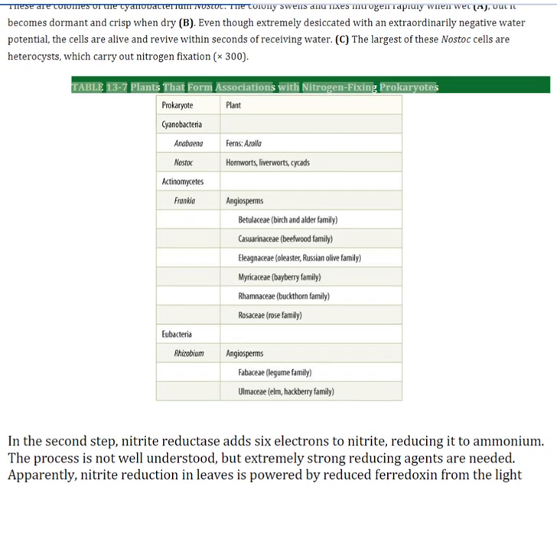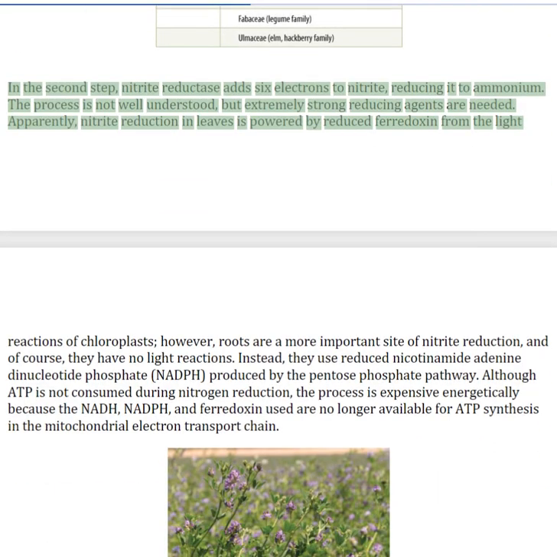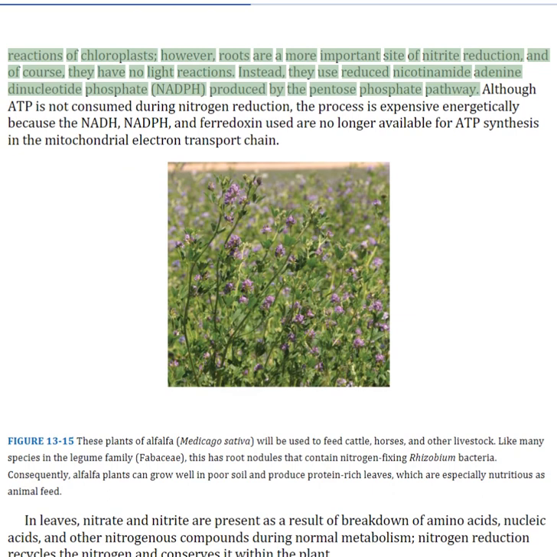Table 13.7: Plants that form associations with nitrogen-fixing prokaryotes. In the second step, nitrite reductase adds 6 electrons to nitrite, reducing it to ammonium. The process is not well understood, but extremely strong reducing agents are needed. Apparently, nitrite reduction in leaves is powered by reduced ferredoxin from the light reactions of chloroplasts. However, roots are a more important site of nitrite reduction, and of course, they have no light reactions. Instead, they use reduced nicotinamide adenine dinucleotide phosphate produced by the pentose phosphate pathway.